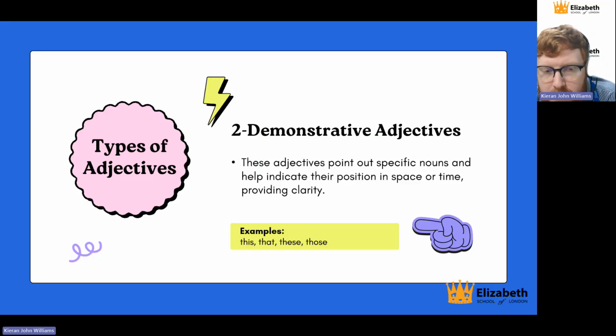Now we've got the demonstrative adjectives. These talk about the noun in the idea of space or time. So this pen, that pen, these pens, or those pens. They talk about if something is close to us or if something is far away from us. Okay.